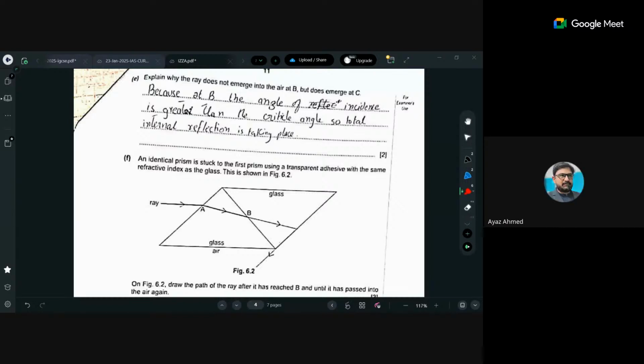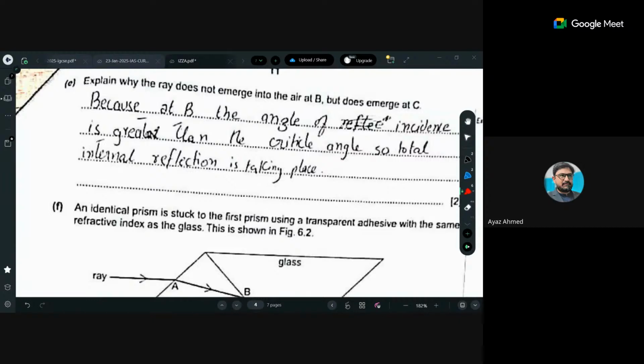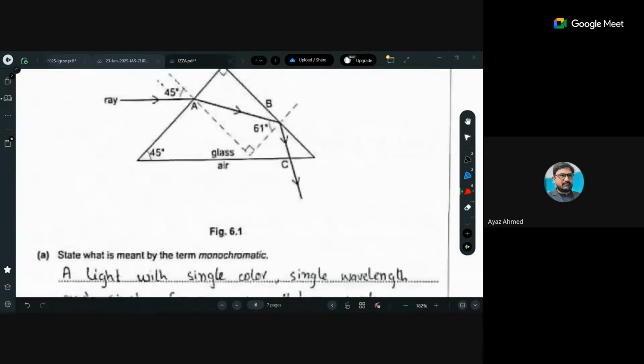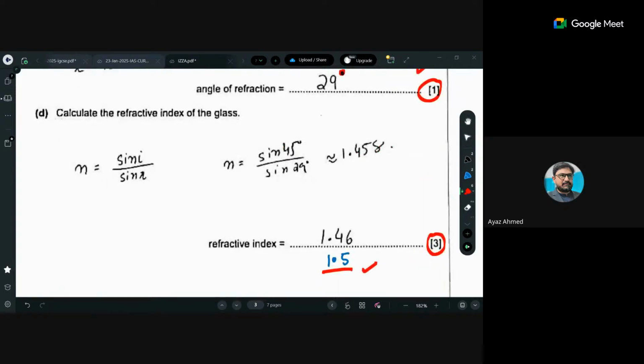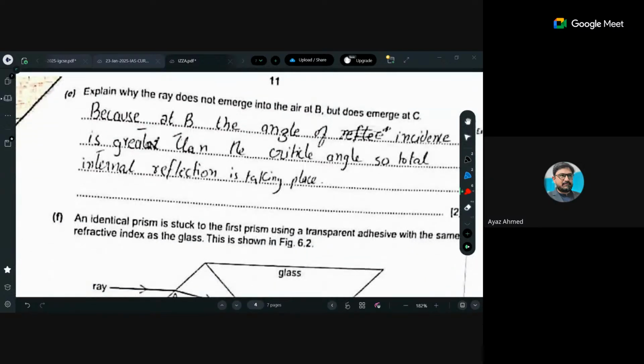So, explain why the ray does not emerge into the air at B, but does emerge at C. Go back, because at B, if you see, the angle of incidence is 61 degrees, right? Which is greater than the critical angle. If we have an angle greater than the critical angle, what will happen? The light would have total internal reflection. So because at B the angle of incidence is greater than the critical angle, total internal reflection is taking place, right? So 2 marks.